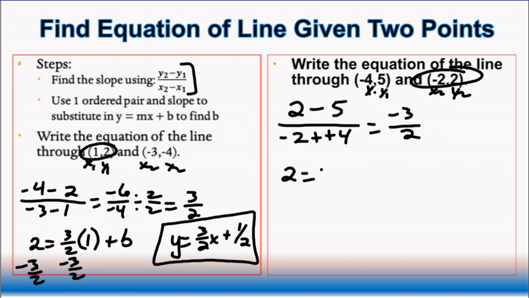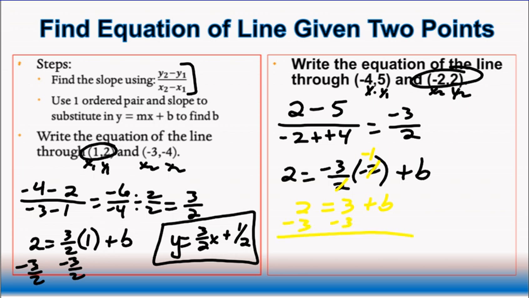So 2 equals negative 3 halves times a negative 2 plus b. I can divide a 2 here and a 2 here, so now I have a negative 1 times negative 3, which is 3, plus b equals 2. To solve for b, I subtract 3. Negative 1 equals b. So my equation, y equals, and then my slope, negative 3 halves x minus 1.